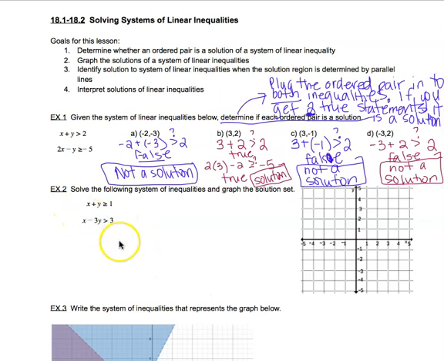All right, example 2. Solve the following system of inequalities and graph the solution set. So both of these inequalities are in standard form, which means we get to choose how we want to go about graphing them. So here, because this is just a plain y, I'm probably going to go ahead and just solve for y, because all I need to do is subtract the x on both sides, and that'll give me y greater than or equal to, and then I have -x and a +1, so -x plus 1.